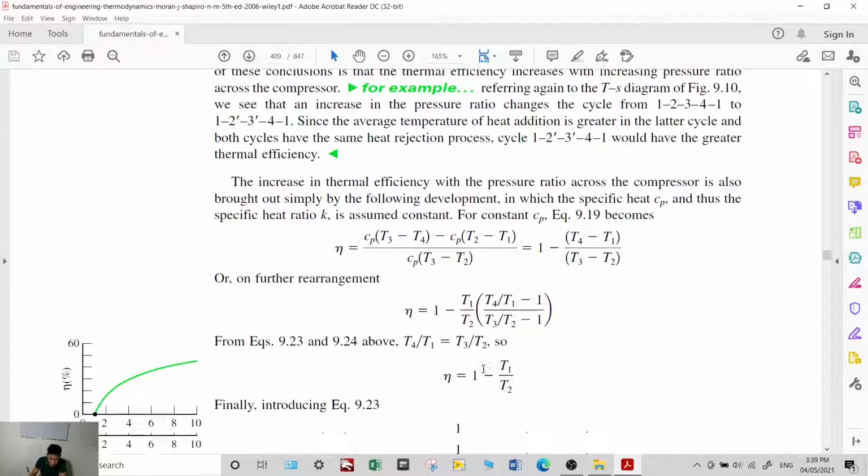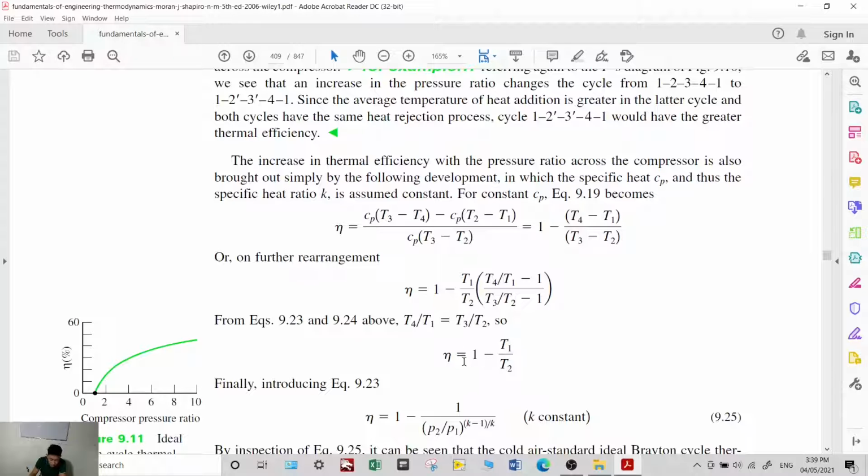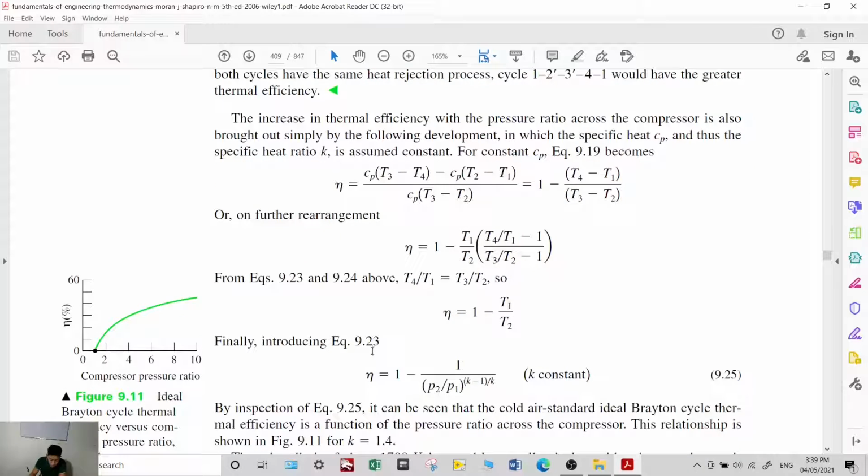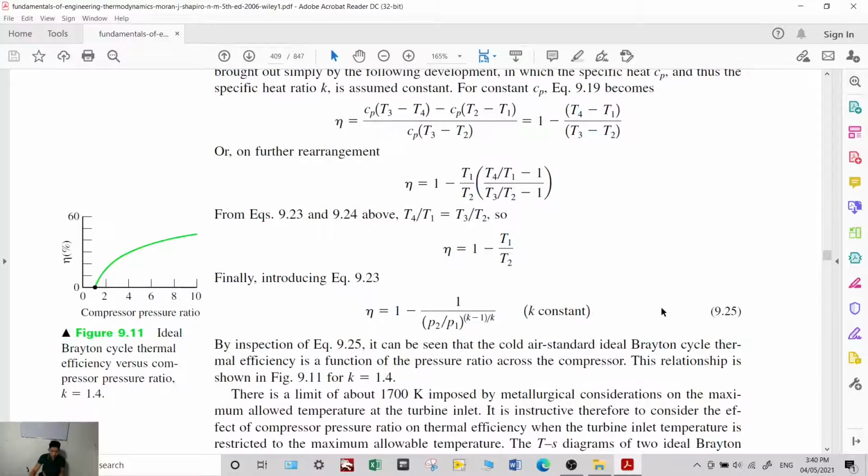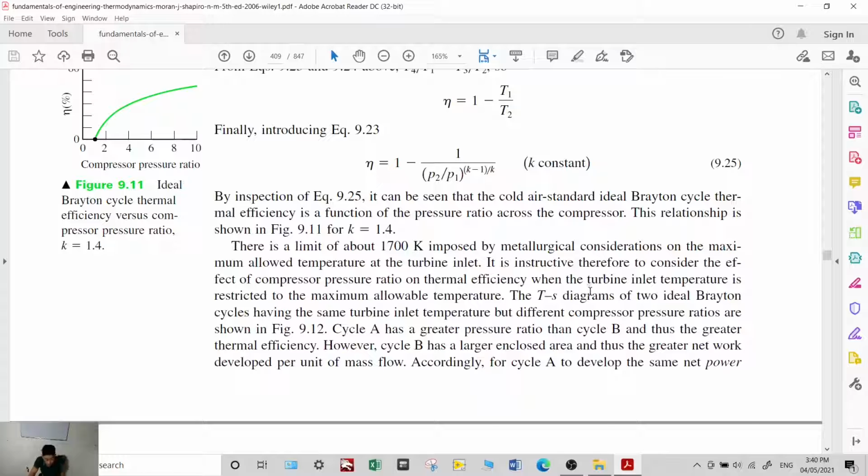So for cold air standard analysis, atong i-replace tong mga enthalpy values by these relations. So we'll find out that the thermal efficiency is just equal to 1 minus T1 over T2. Or in terms of the pressure ratio, okay, so kung mudako ang pressure ratio nimo, mugamay ang value ani. Since negative man ang minus 1, ang effect ana is mutaas ang imong thermal efficiency. Okay? However, there is a limit, no?